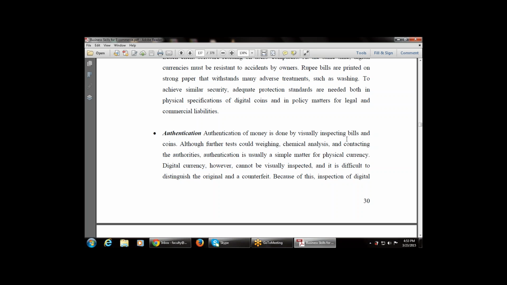So it is difficult in an e-payment system, in a digital currency, to differentiate between the correct one, that is the original one, and the counterfeit one, because there are so many frauds available on the internet, like phishing, ID theft. So these are the various frauds that are available on the internet. So it is difficult to inspect visually in case of digital currency.